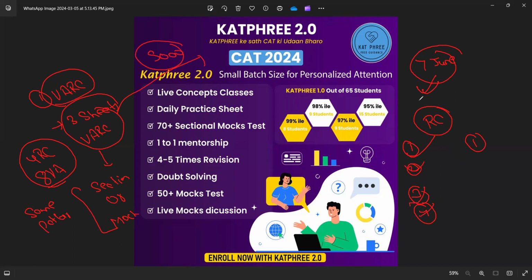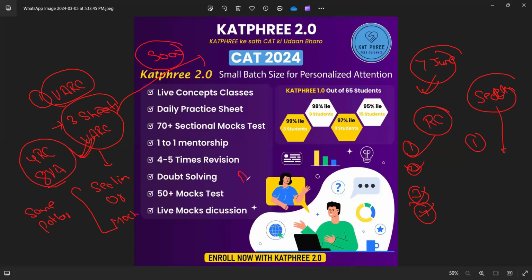See, if you understand one thing, CAT is about selection, right? So at the end, we will even let you know which RC should have gone first, which RC you should not have touched, or which RC you got stuck on. We will get a rough idea, okay, fine, this is how selection works, right? So this is about the 3 sheets of VARC, right?